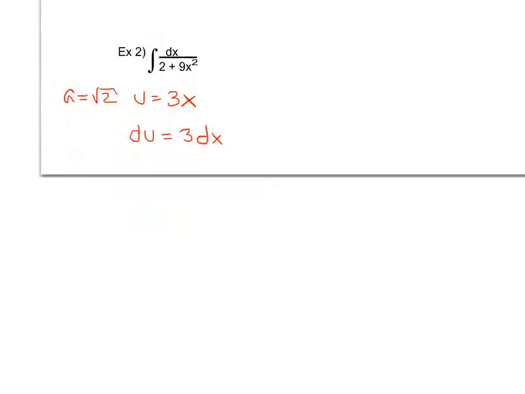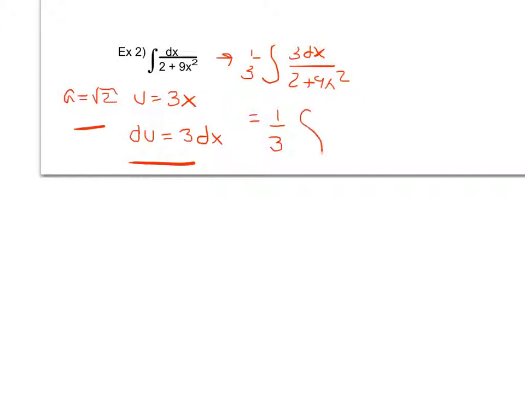So just like before, very similar to u substitution, I'm going to have to get a 3 in here, which means I'll have to put a 1/3 outside, giving me 1/3 times the integral of 3 dx over 2 plus 9x squared. Changing it with these things here, I get 1/3 times the integral of du over a squared plus u squared.